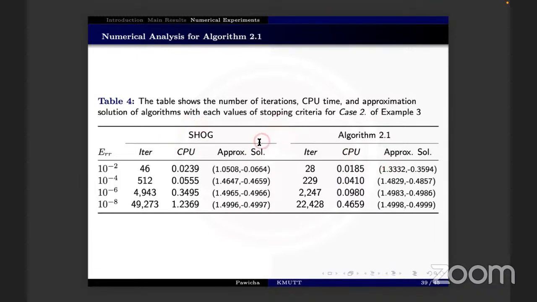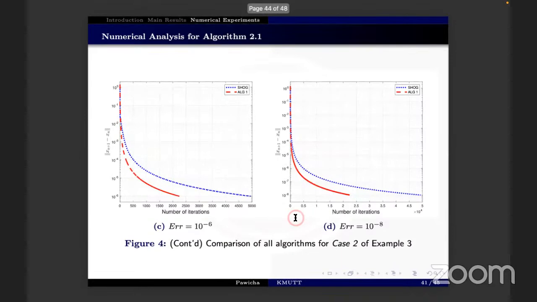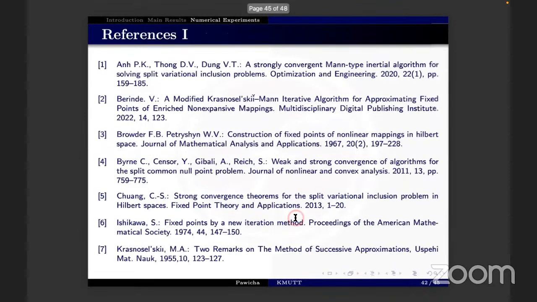This is case number 2. We can see from the graph that our algorithm converges faster than the Chehu and ABC algorithms. Okay, that's it. Thank you very much.